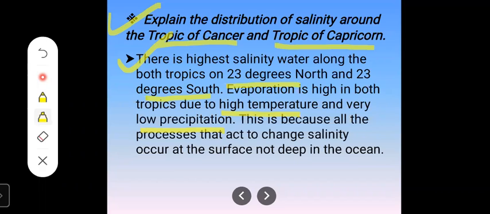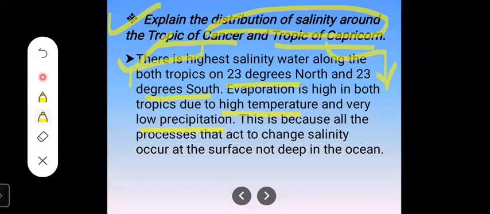This is because all the processes that act to change salinity occur at the surface, not deep in the ocean. Means in the Tropic of Cancer and the Tropic of Capricorn, the distribution of salinity is changed. Why? Because of the processes which occur at the surface, not deep in the ocean.